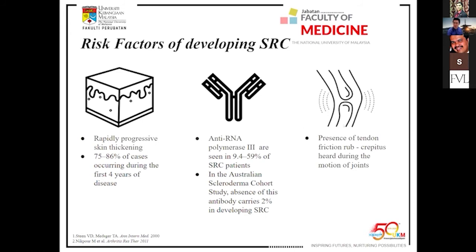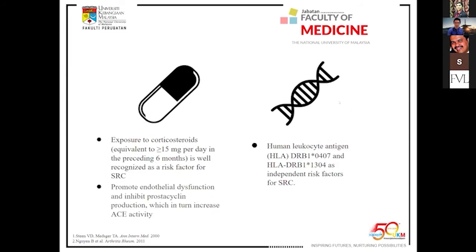Another risk factor is the presence of a tendon friction rub, which you palpate at the joints. If you hear some crepitus, this is also one of the risk factors for you to develop SRC. And next, if you have a prolonged exposure to corticosteroids, defined as more than 50 milligrams of corticosteroids per day in the past 6 months, this is a well-recognized risk factor of SRC. The reason behind this is that they promote endothelial dysfunction and inhibit the prostacyclin production, which in turn increases the ACE activity in the RAS system.